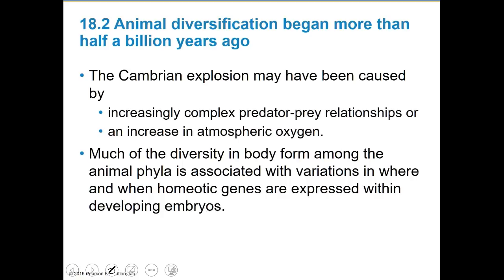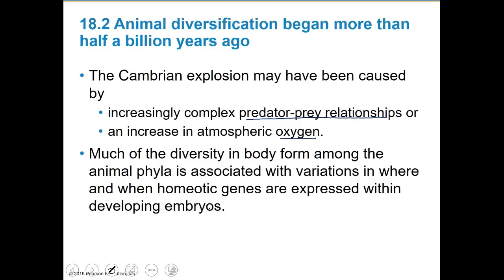Alright, so the Cambrian explosion may have been caused by increasingly complex predator-prey relationships or an increase in atmospheric oxygen. We're not entirely sure. It's hard to determine all that if you weren't present. You know, that time machine's not quite there yet. So much of the diversity and body form among the animal phyla is associated with variations in where and when homeotic genes are expressed within developing embryos.